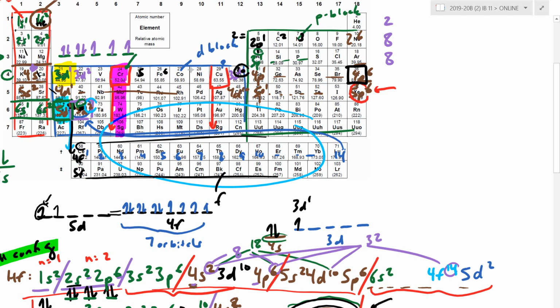It's going to apply to all the elements underneath. Copper, silver, gold, these ones here would have the same problem. It's just what energy levels that exception is occurring in. So these are the two exceptions we want you to know, chromium and copper, as well as the elements underneath.